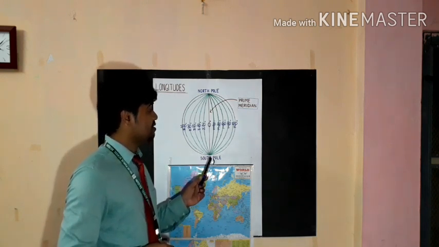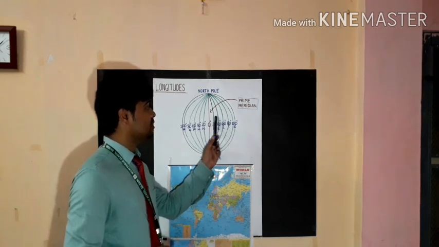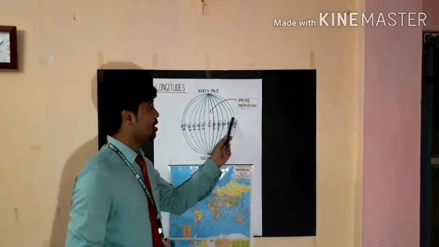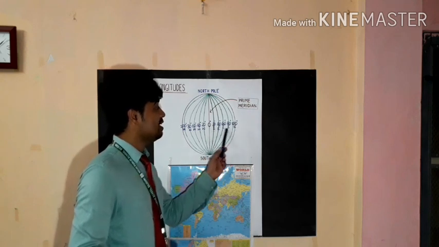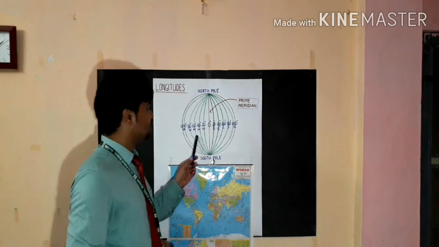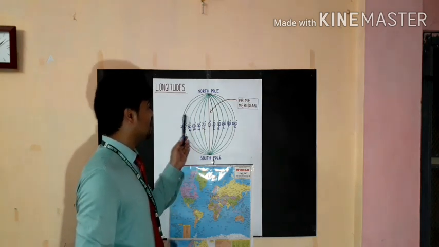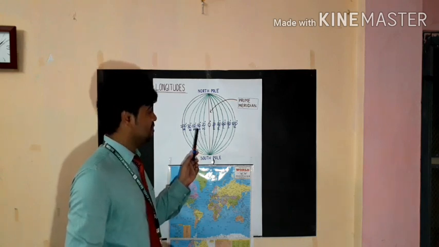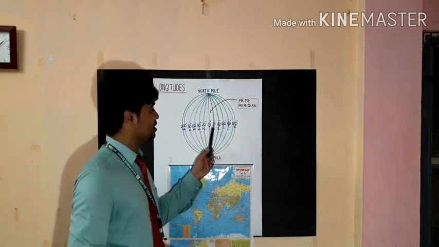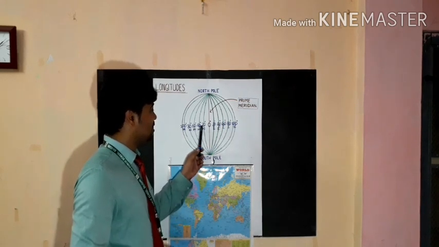Those meridians are located in the eastern hemisphere. They are marked as east, and those meridians are located in the western hemisphere. They are marked as west. I have marked here 20 degree east, 40 degree east and so on, and this side is 20 degree west, 40 degree west and so on.